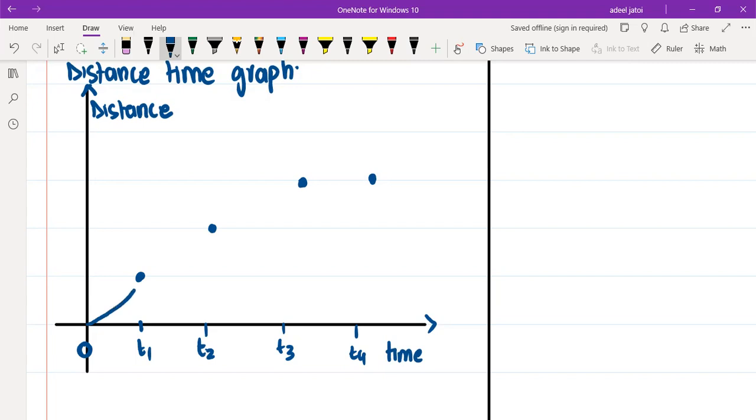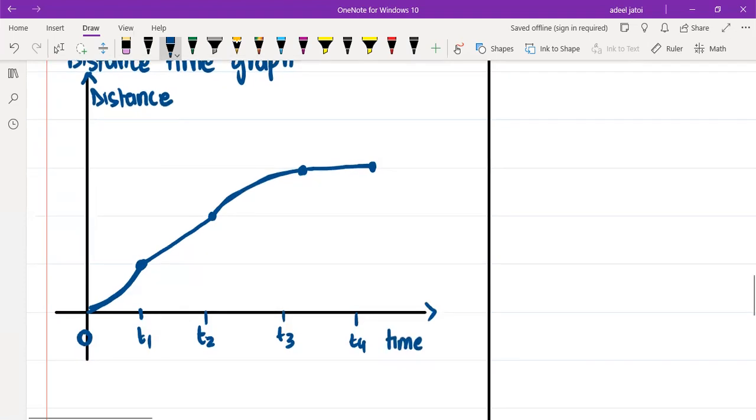This will be increasing speed when we have a curve. Then we'll have uniform speed. Then we'll have decreasing speed. Right? Let me just draw the graph properly from the point. We'll be having decreasing speed, and this will show me the constant. That means the distance is covered at rest.